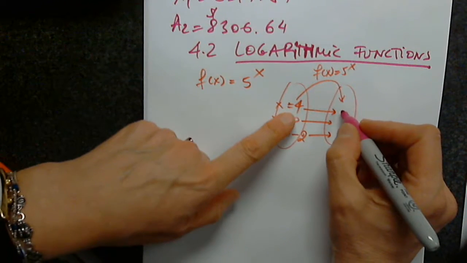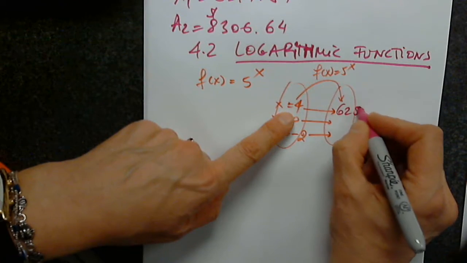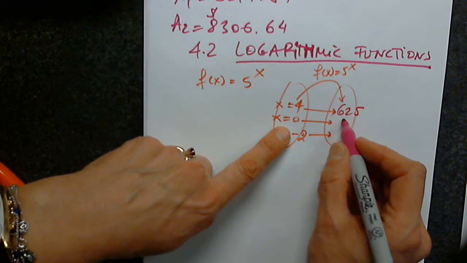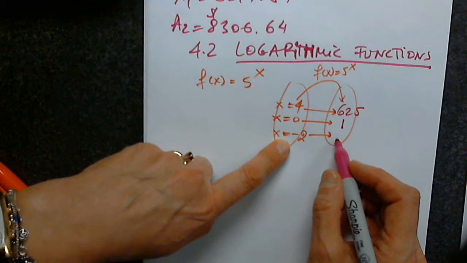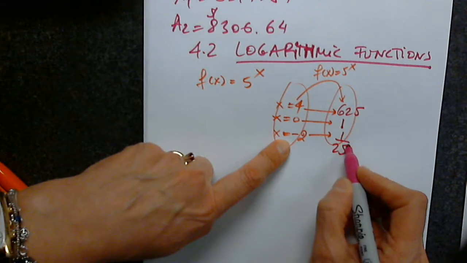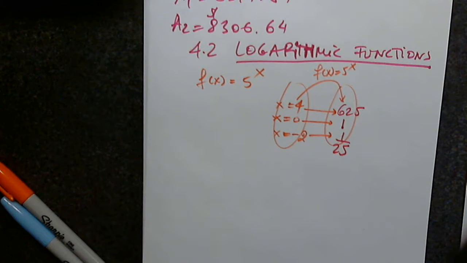So how much is this? Awesome. How much is this? Awesome. How much is this? 1 over 25. Perfect. Do we all agree with this? Okay. What did we say about the exponential function, including 5 to the x? Is it 1 to 1 or not? Yes, we wrote that. Does it have an inverse?